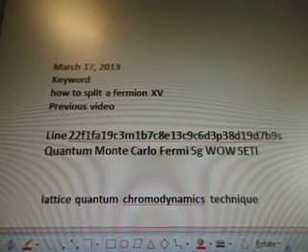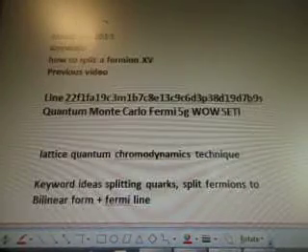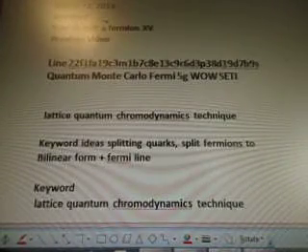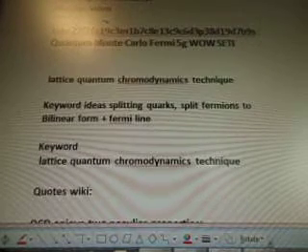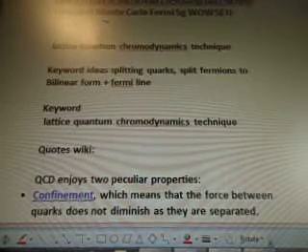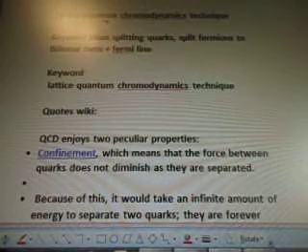There's the line of data, quantum Monte Carlo Fermi, and lattice quantum chromodynamics technique. Keywords are splitting quarks, split fermions to bilinear form and Fermi line. And we're going to look at the keyword lattice quantum chromodynamics technique from quotes from Wiki.